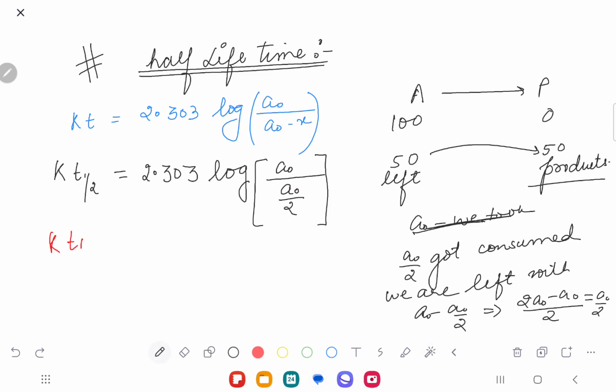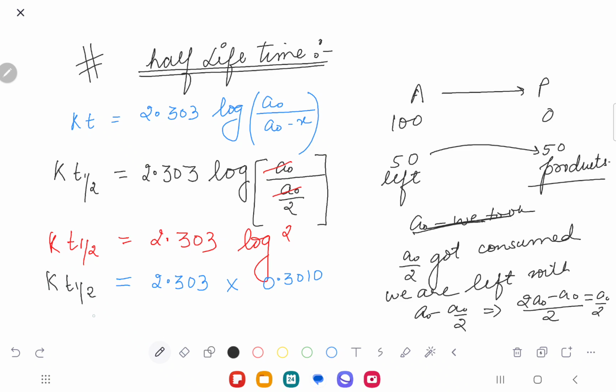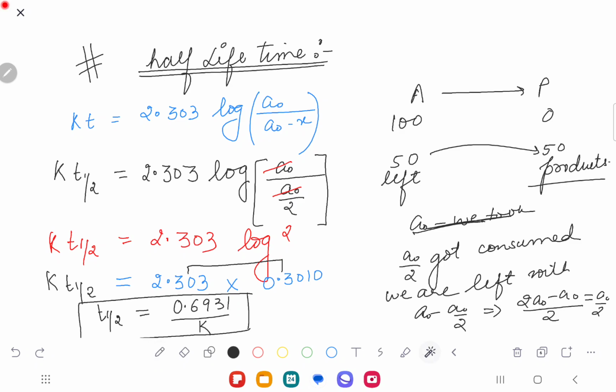So we have kt half is going to be 2.303 log of a naught over a naught by 2. The a naught cancels and this becomes log 2. Do you understand? Yes, ma'am. So 2.303 into log 2, which is 0.3010, shall be k t half. If you multiply 2.303 into 0.3010, that comes out to be 0.6931. So t half is 0.6931 divided by k. Understood or not?